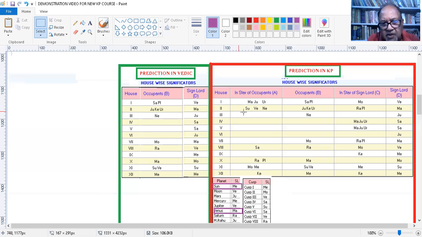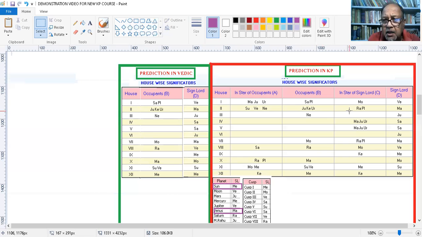So, for example, second house, strongest result: Sun and Venus. Why? Because they are sitting in the star of Ketu. Jupiter is free; we'll talk about this later on, when we come to the course proper. They will give the result here. This I have discussed and explained to you in my last video.